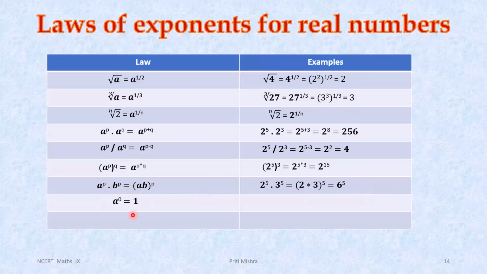Another law is saying a to the power 0 will be 1. It means if we have any number at the place of a, like 2 to the power 0 or 10 to the power 0, 7 to the power 0, it will always give us 1. Then a raised to the power minus n means 1 upon a to the power n. It means 2 to the power minus 5 can be written as 1 upon 2 to the power 5, and it will be 1 upon 32. So all these are laws of exponents for real numbers.